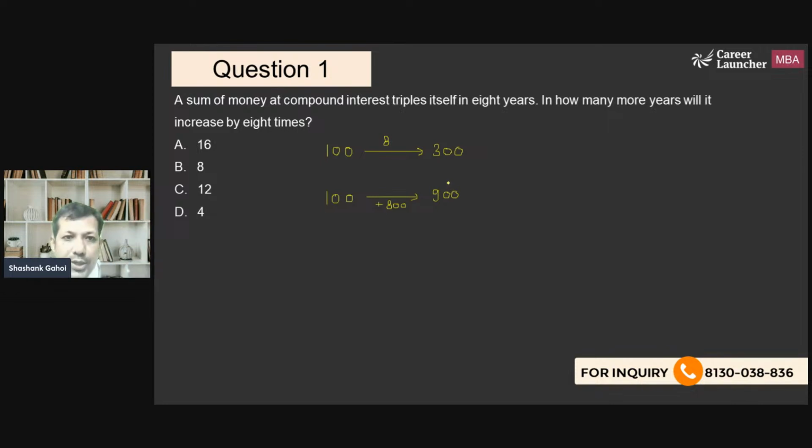Okay, so what is the approach I'm going to take? Compound interest is being talked about. So 100 rupees has become 3 times in 8 years. In the next 8 years, what is going to happen? It is going to be multiplied by 3 again. So the final amount is going to be 900, right? So how much total time is it going to take to reach 900? That is going to be 16 years: 8 years for the first triple, and the next 8 years for the next triple. So the answer of this question is going to be option A. I hope everyone understood what the question is saying.